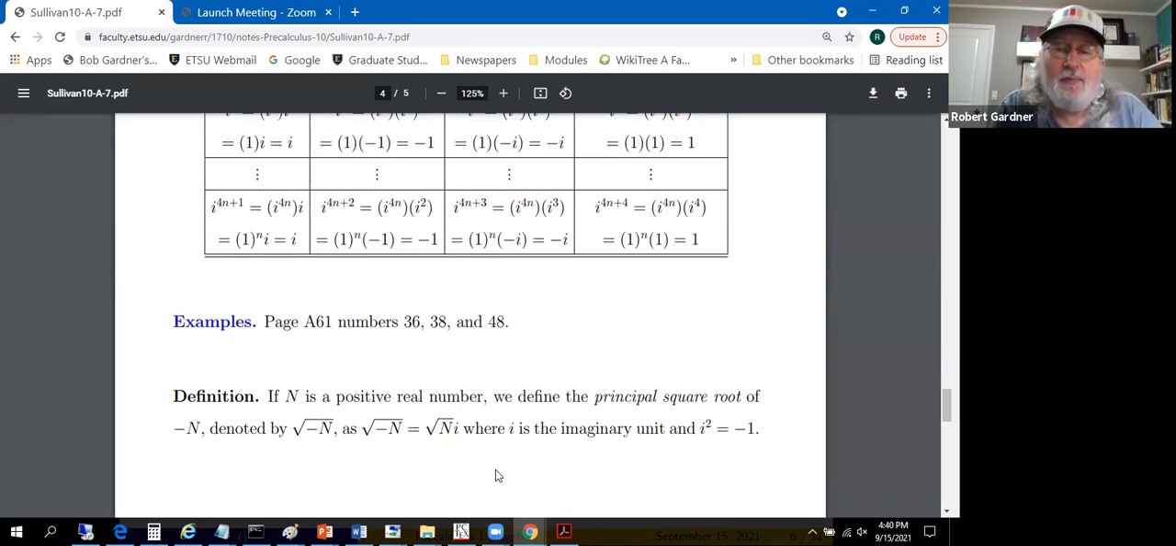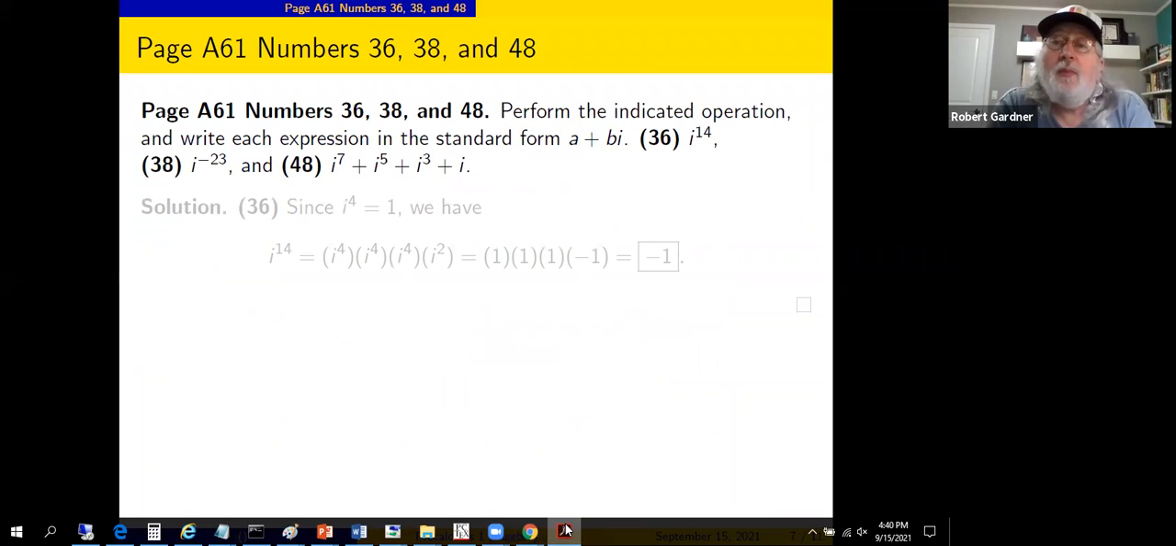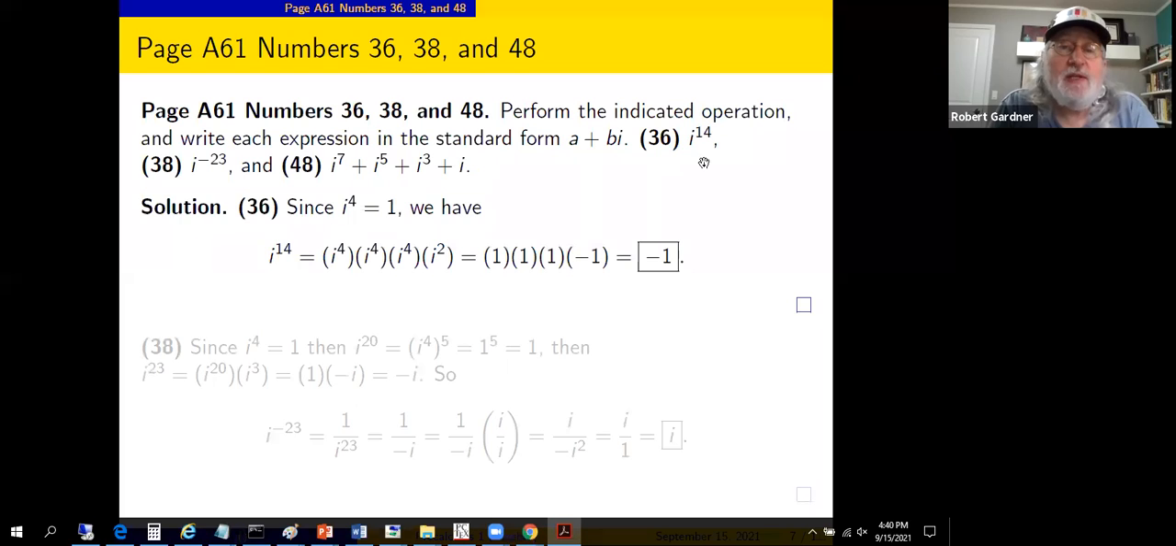Let's do some examples of that. Perform the indicated operation and write each expression in standard form. Okay, it's just a power of i, a negative power of i, and a sum of powers of i. Okay, i to the 14th.